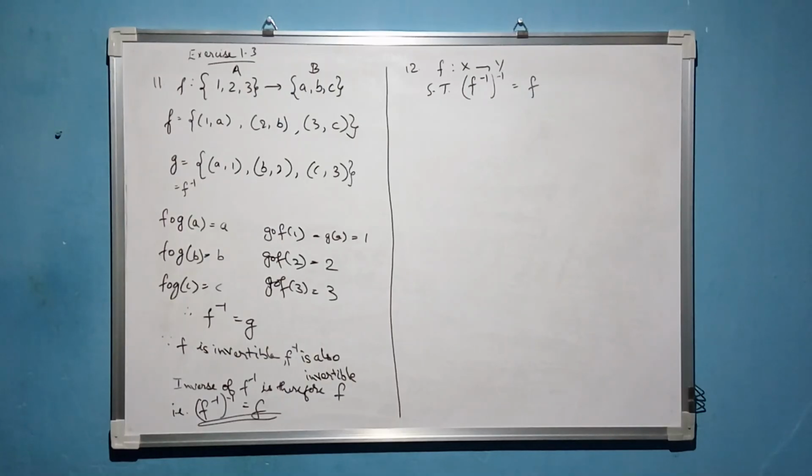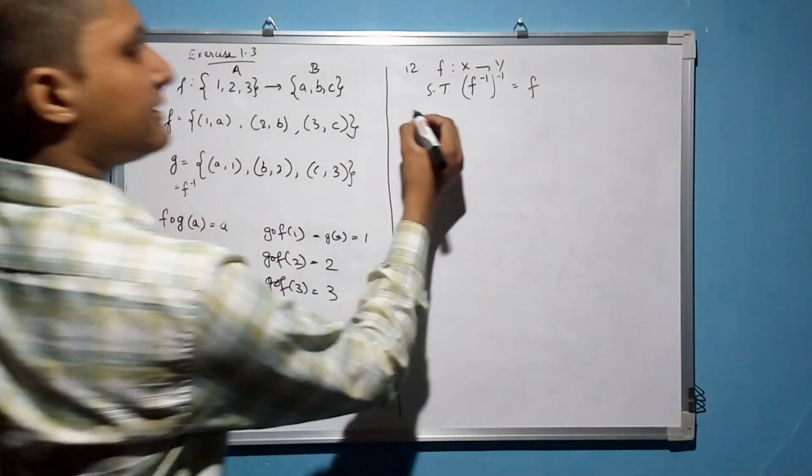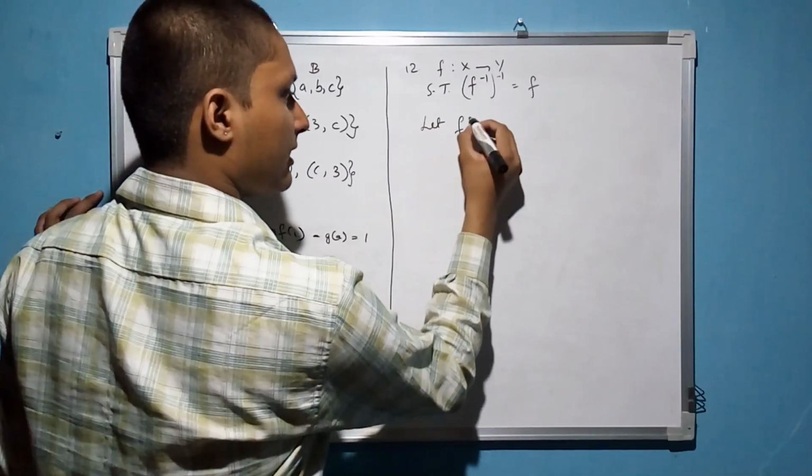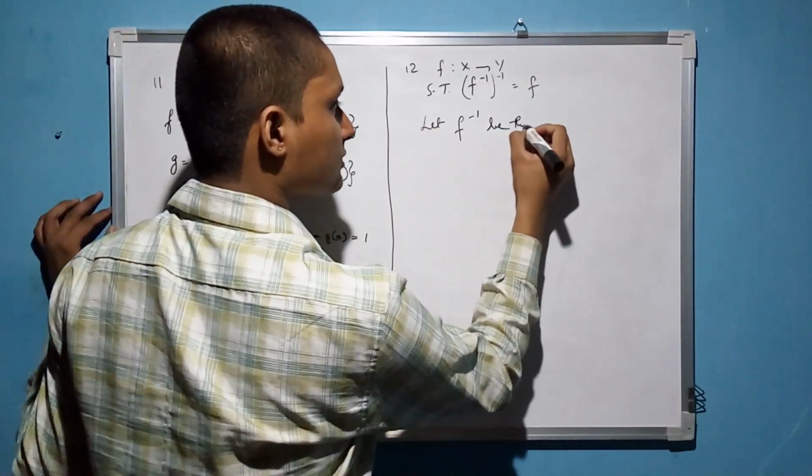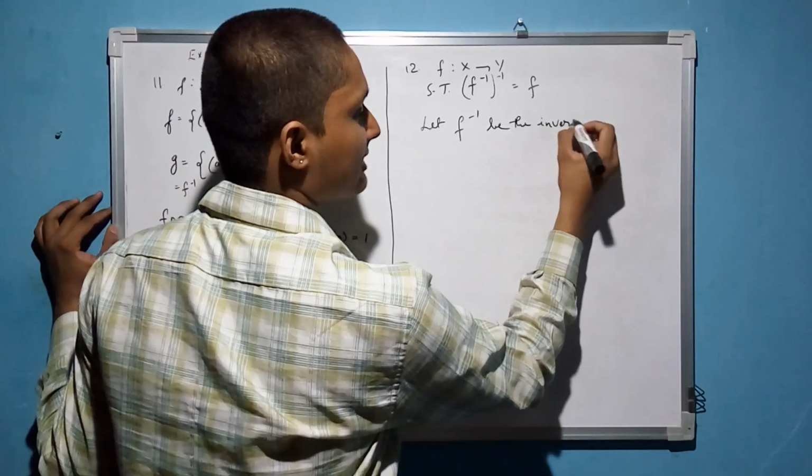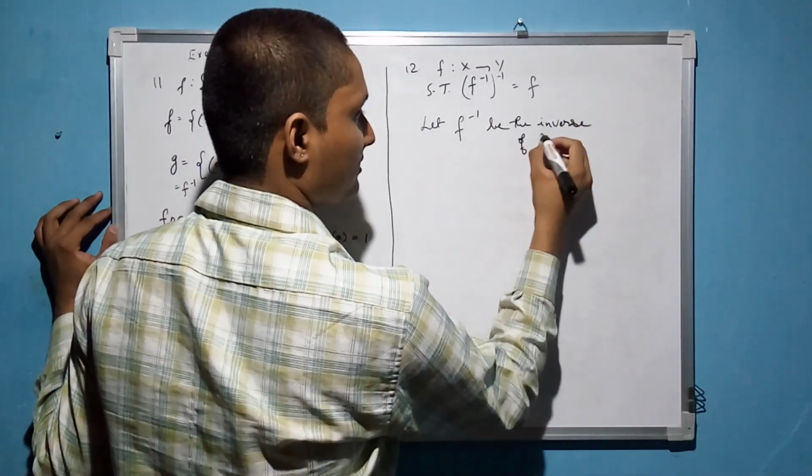Here a general statement is given. The function f is from set X to set Y. First you need to get the inverse. You need to make some assumption and prove that it is correct. However, the assumption has to be correct here. So let f inverse be the inverse of f.